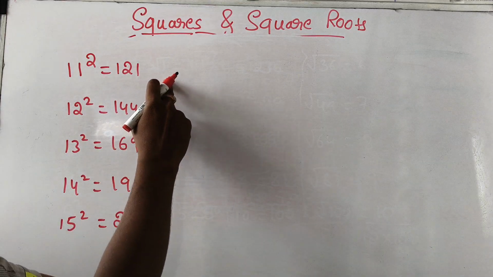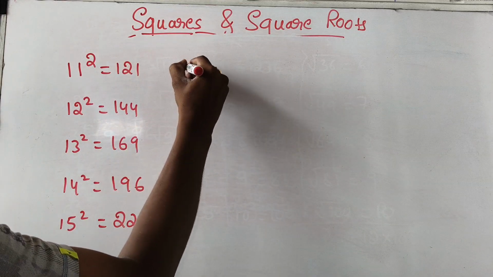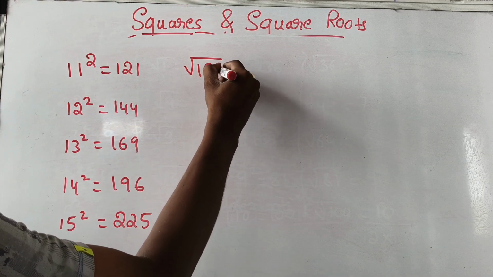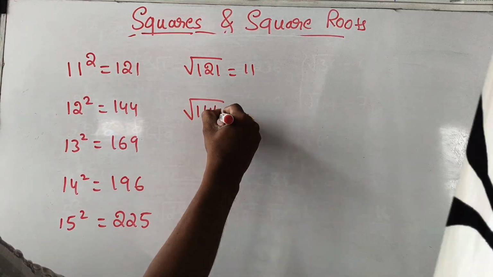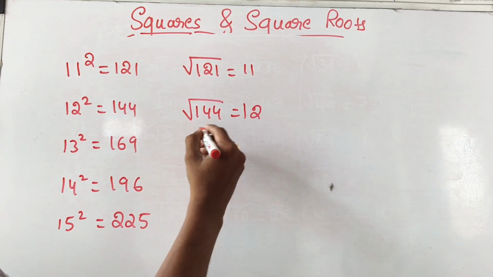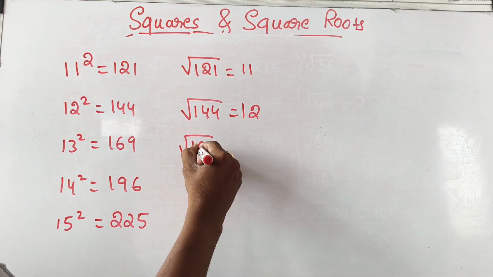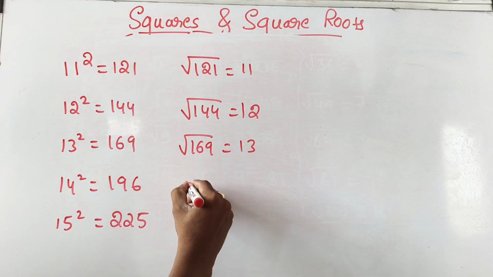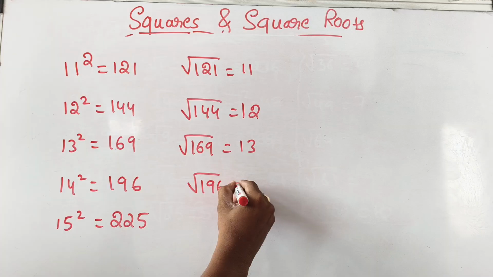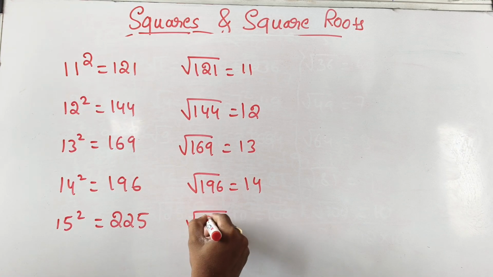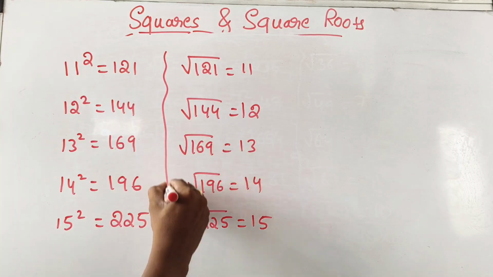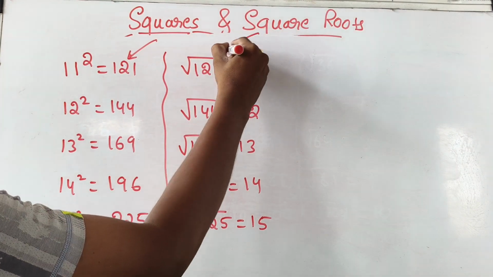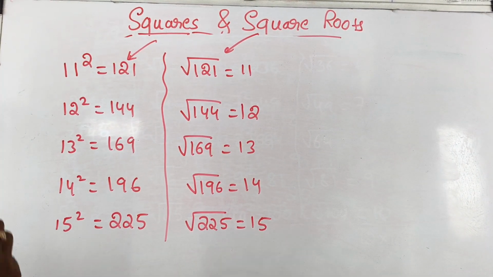Similarly, the square root of 121 is 11. If you remove the square, you will take the root. That is root 121 is equal to 11, root 144 is equal to 12, root 169 is equal to 13, root 196 is equal to 14, and root 225 is equal to 15. See, these are the squares and square roots.